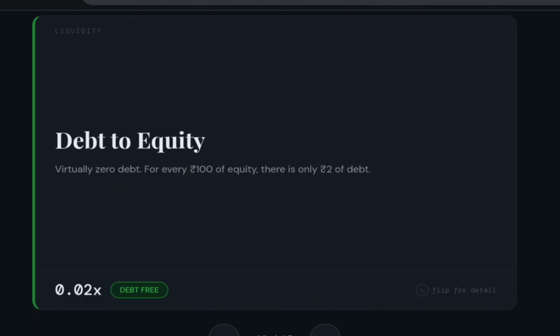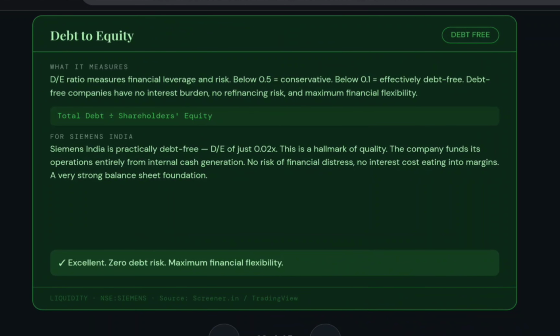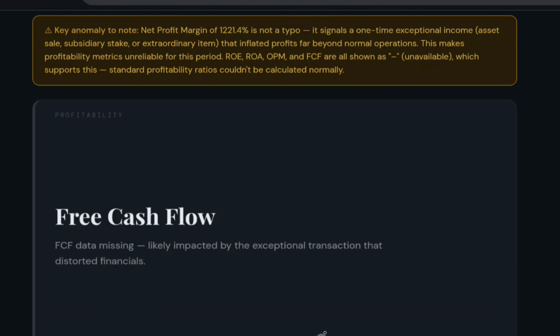And if you flip this one, let's see what debt to equity is. The D/E ratio measures financial leverage and risk. Below 0.5 is conservative, below 0.1 effectively debt free. So it is a debt free company. The next one is captured as free cash flow. What is the free cash flow this company generates?